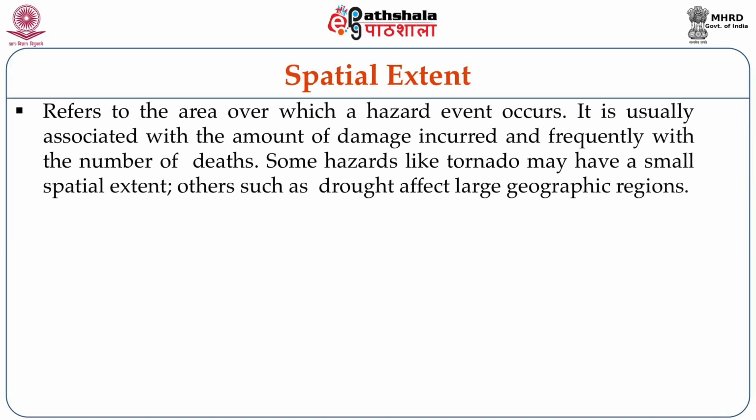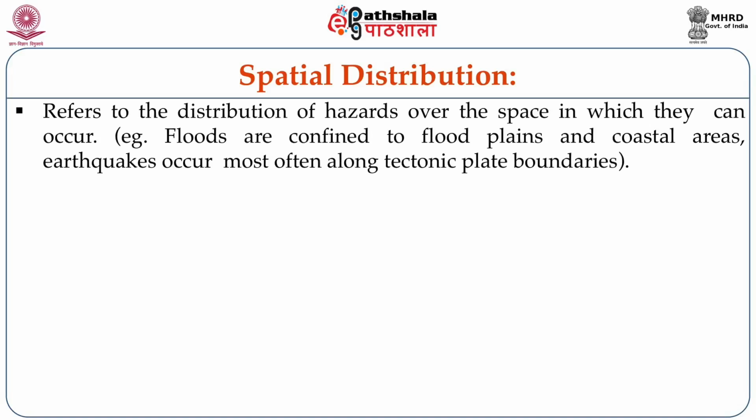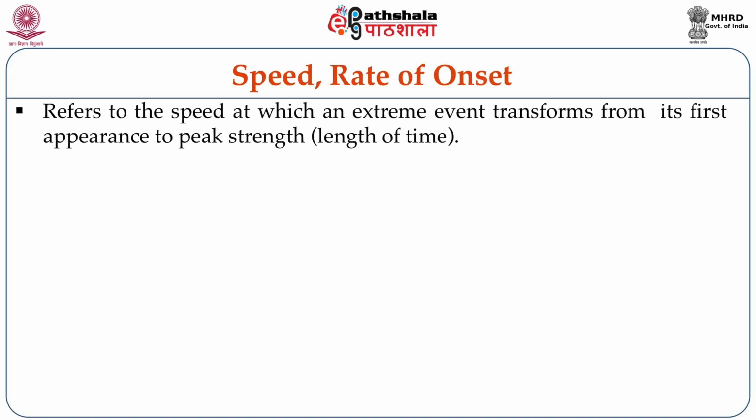Spatial extent refers to the area over which a hazard event occurs. It is usually associated with the amount of damage incurred and frequently with the number of deaths. Some hazards like tornado may have a small spatial extent. Others, such as drought, affect large geographical regions. Spatial distribution refers to the distribution of hazards over the space in which they can occur.